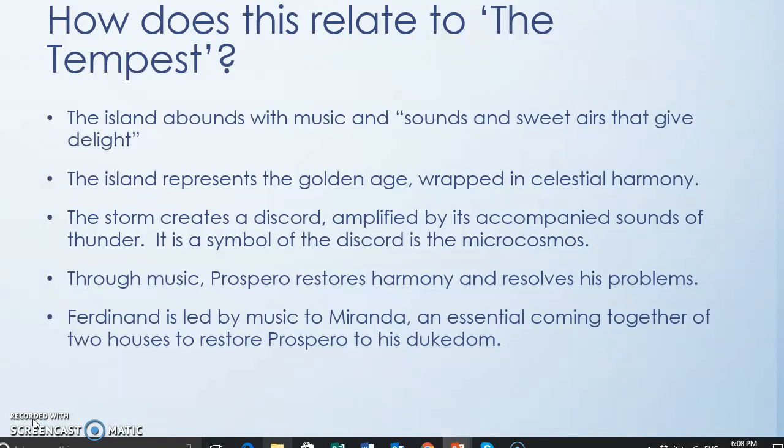And even when he tells us at the end, when he's getting rid of his cloak and his staff and his books, he says the music has always assisted him and he needs it even now. Ferdinand is led by music to his discovery of Miranda, and so the music becomes an essential element of the coming together of the two houses that will eventually restore Prospero to his dukedom.